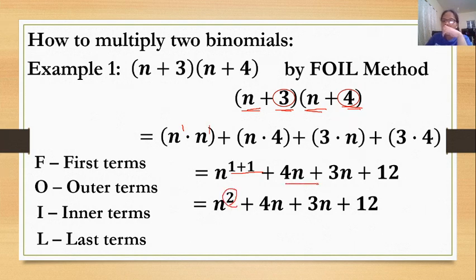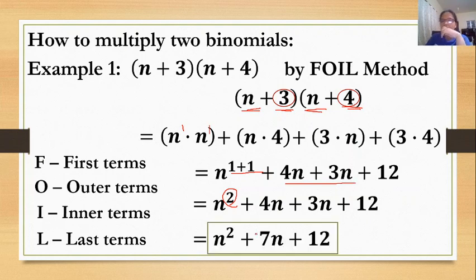And then why did we add the 2? Because they are similar terms. So when we say similar terms, in the final answer, they have the same variable and the variables have the same exponents. So to add them, you simply add the numerical coefficients, 4 plus 3, which is 7. Then copy n. So that's the final answer, n squared plus 7n plus 12.